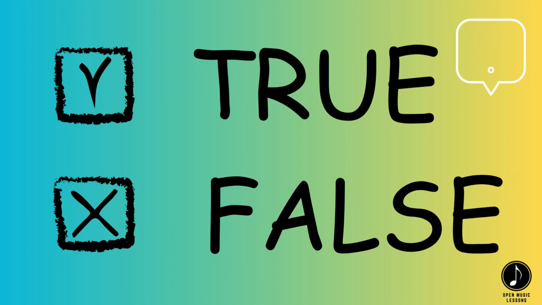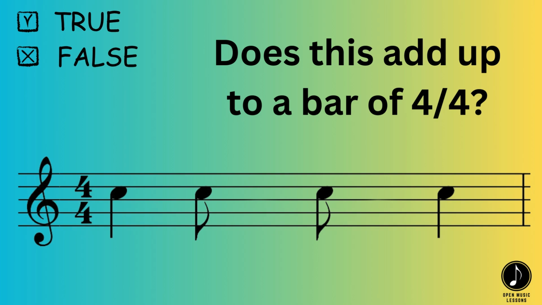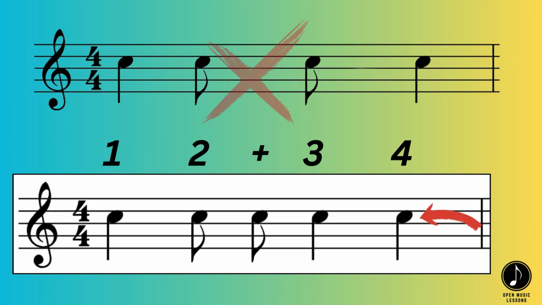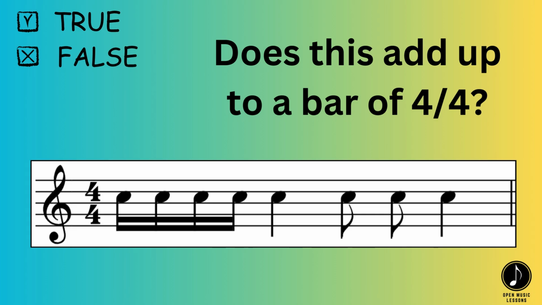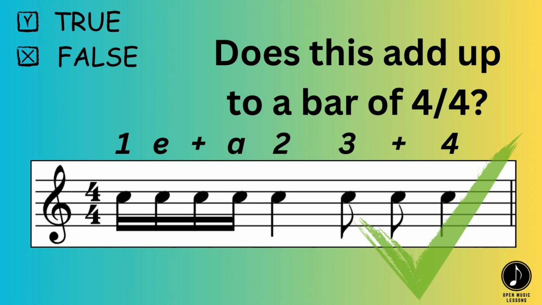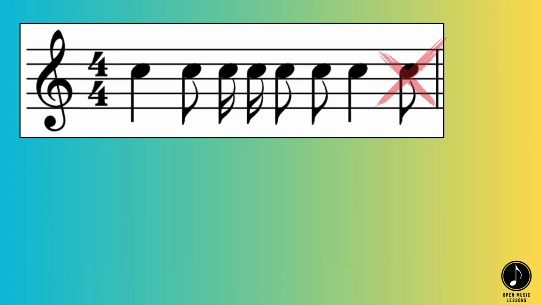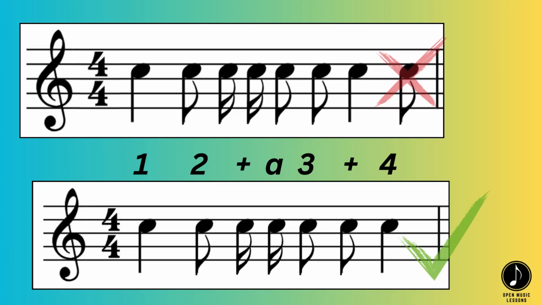Now let's do a quick true or false quiz to see if these notes add up in a bar of 4/4. The first one is false. These do not add up to 4/4. You would need to add this extra note in for it to add up to a bar of 4/4. Next one is true. These do add up to a bar of 4/4. Next is false. You'd have to take this note away for it to add up to 4/4.